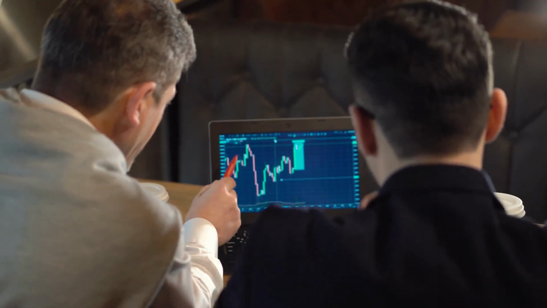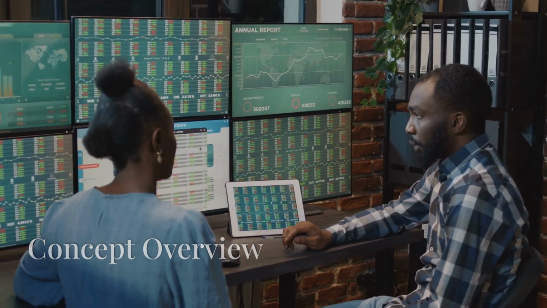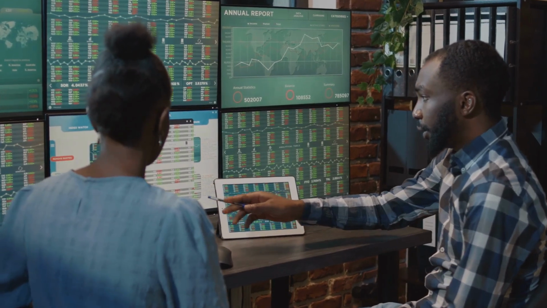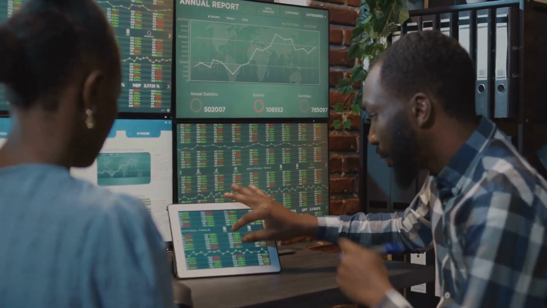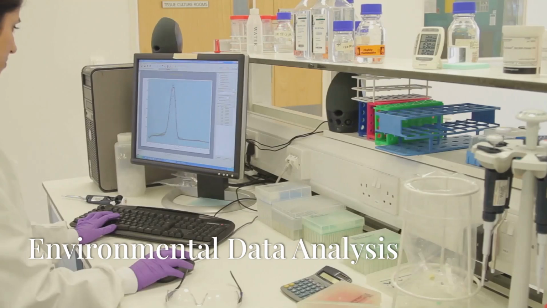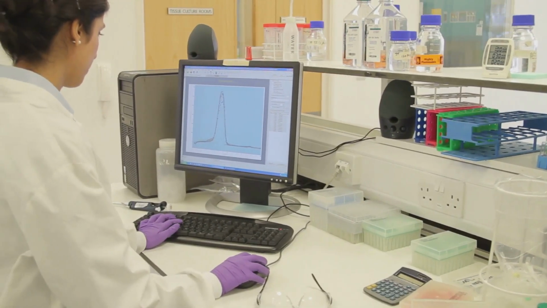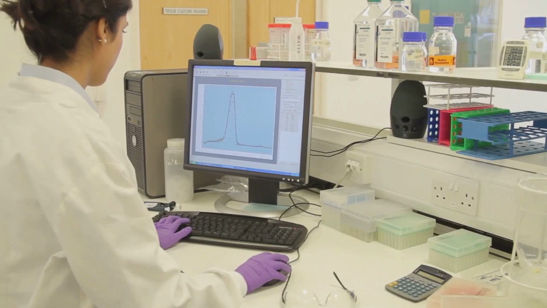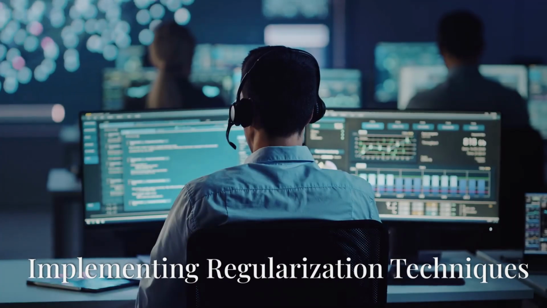Diving into polynomial regression. When data exhibits a nonlinear relationship, polynomial regression can model such complexities better than linear regression. Environmental scientists use polynomial regression to model relationships, such as the change in sea level or temperature variations over the years.